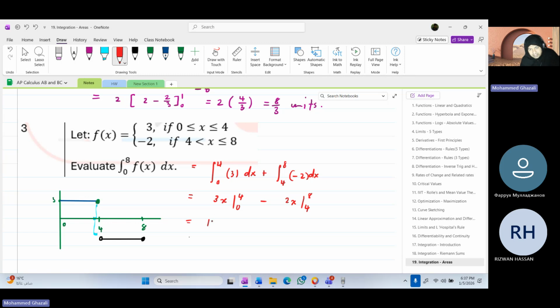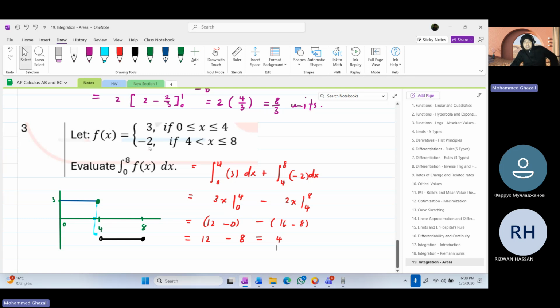If I substitute 4 inside here, I get 12. Substitute 0, you get 0. So subtract. Substitute 8 here, get 16. Minus 8. So I've got 12 minus 16 minus 8, 12 minus 8, which is 4. Right? And remember, this is not an area. They just said evaluate 0 to 8 of a split function. So you have to evaluate it piece by piece, because you can clearly see this is in 2 pieces. So your integral must be in 2 pieces as well.